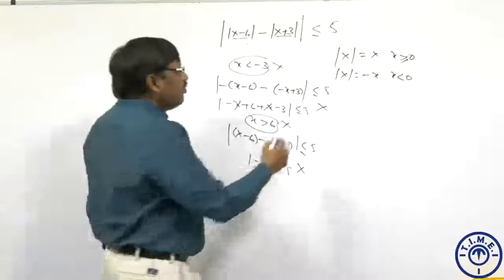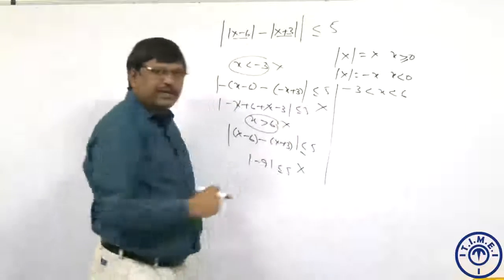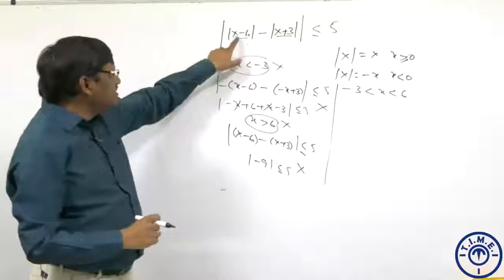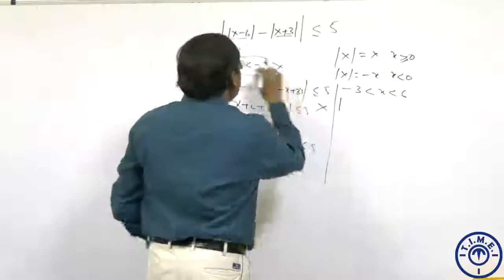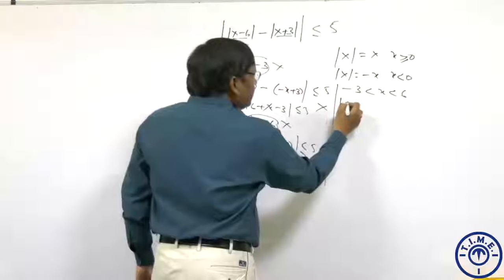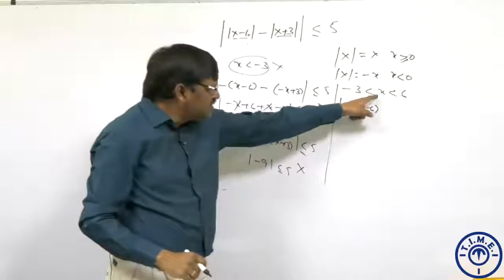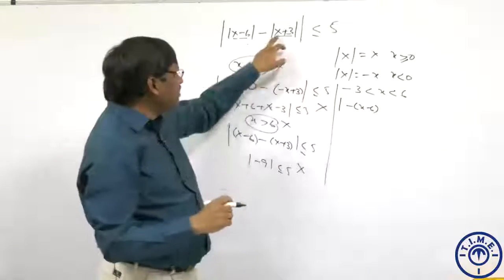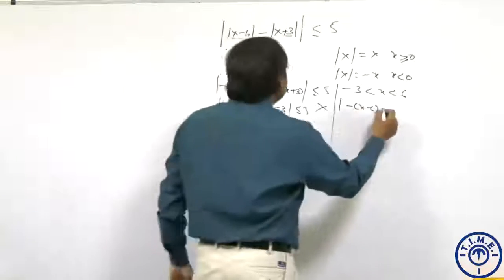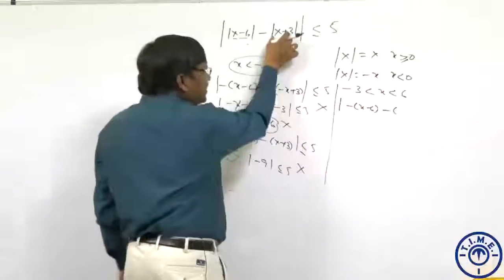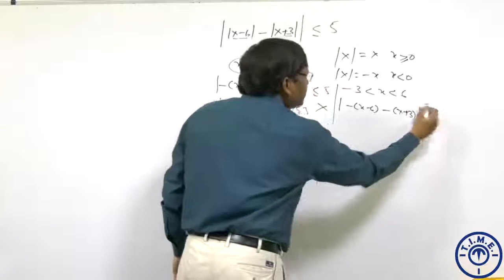Then the third option is, what if x is between minus 3 and 6? x is more than minus 3 but less than 6. If x is less than 6, this will be negative. So, hence mod of x minus 6 will be minus of (x minus 6), but x is at the same time greater than minus 3. If x is greater than minus 3, say minus 2 if you assume, this will become greater than 0, so this will be positive. Hence mod of x plus 3 will be equal to x plus 3, is less than or equal to 5.